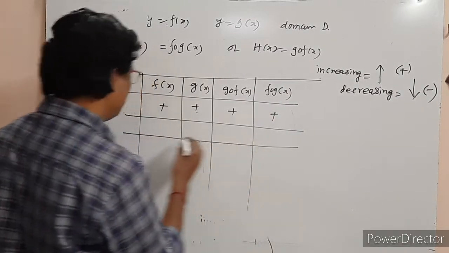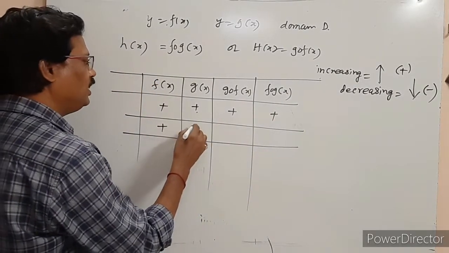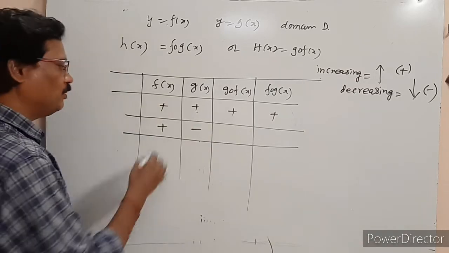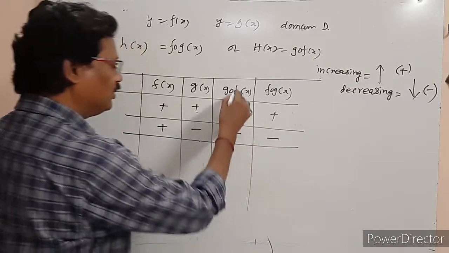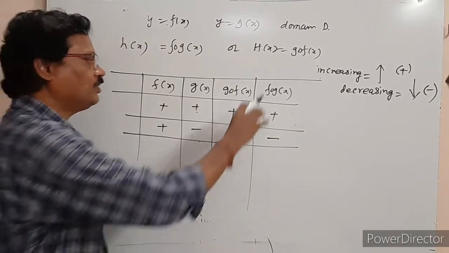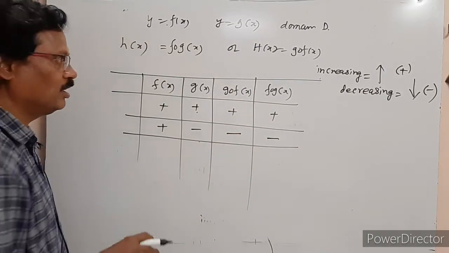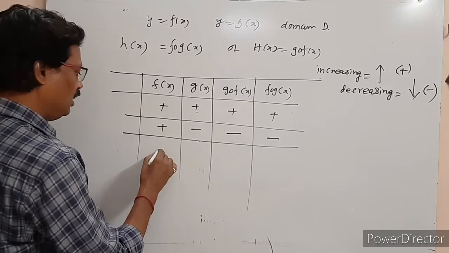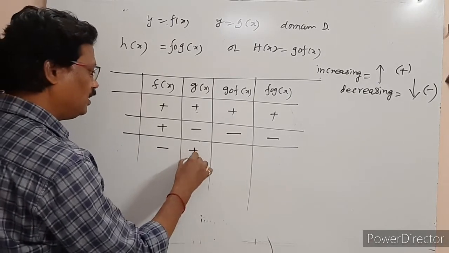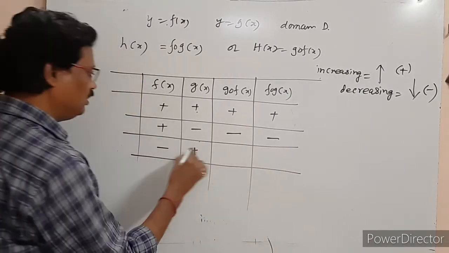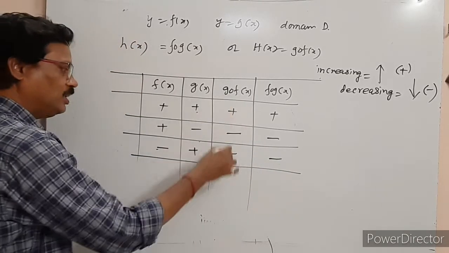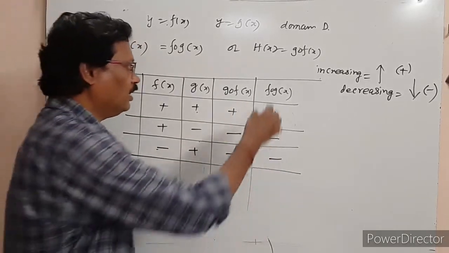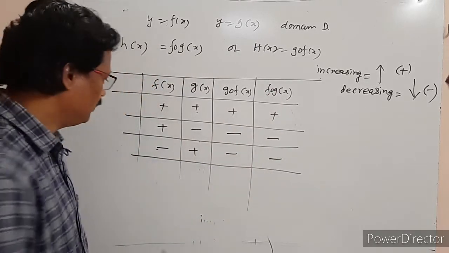Now suppose f is increasing, g is decreasing. There is a plus into minus, minus. Therefore g circle f decreasing, f circle g also decreasing, right? And if f is decreasing and g is increasing, then minus into plus, minus. Therefore g circle f is decreasing, f circle g also decreasing.